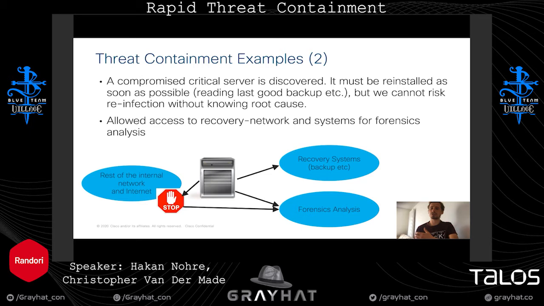Now, a second example here is, what if a compromised device is a critical server? A critical server must be reinstalled as soon as possible. So you can't really risk reinfection without knowing the root cause. What you can do here is just stop access to the rest of the internal network and the internet. Maybe do some traffic engineering again against a forensic analysis system and allow traffic there directly. But what you can also do is wipe the device automatically and install a new backup on it so that the system can be up as soon as possible. That's obviously important for critical servers. So this is another example of threat containment.